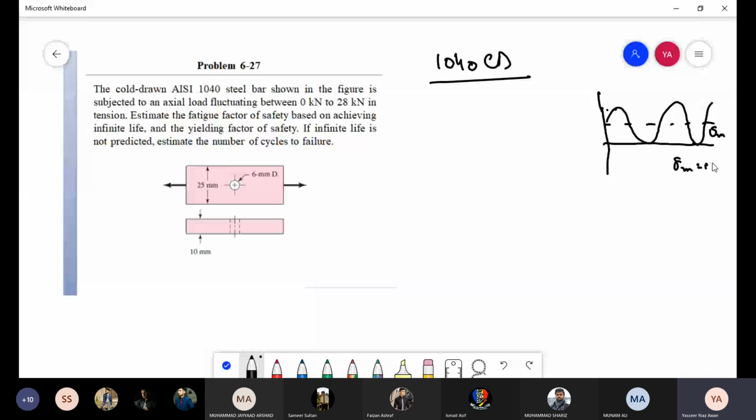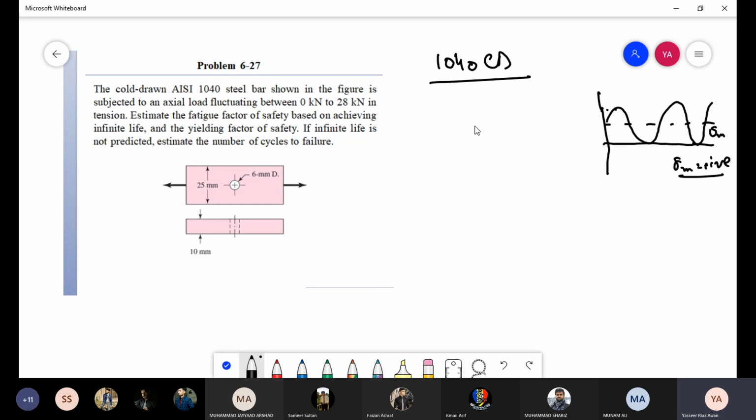And you have to remember that this is important. If mean stress is negative, you do the problem same as we did previously. You don't need to use the modified Goodman diagram. Basically, the solution is the same as for fully reversible stresses. But when sigma m is positive, then we need to take care of the problem using the modified Goodman or other failure criterion that we will study later. And we have to estimate the fatigue factor of safety based on achieving infinite life, and also we have to do the yield check.